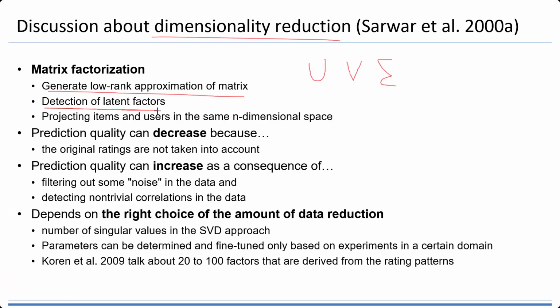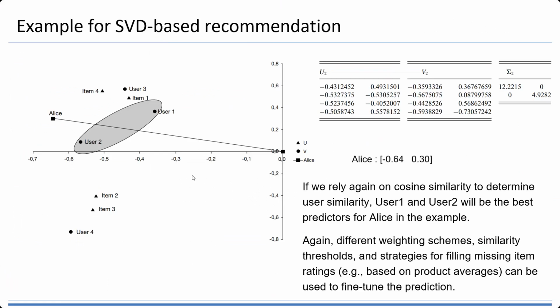In this case, we can say that we want to detect the latent factors. Latent means hidden, something that we cannot see clearly in the real value. And we are going to project items and users in the same n-dimensional space. So usually when we do matrix factorization with these linear algebra methods, at the end we can plot into a 2-dimensional space.